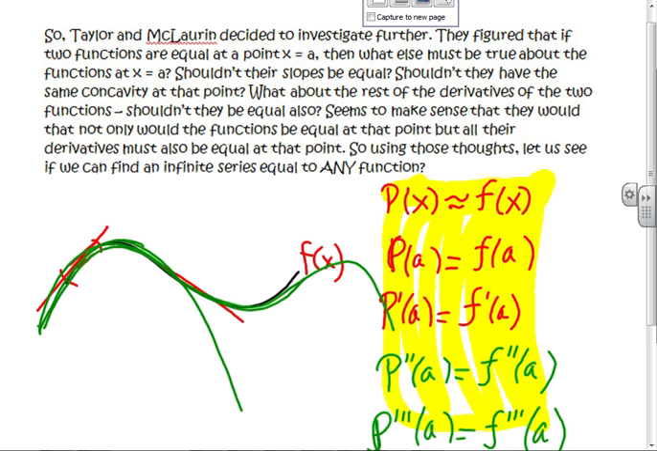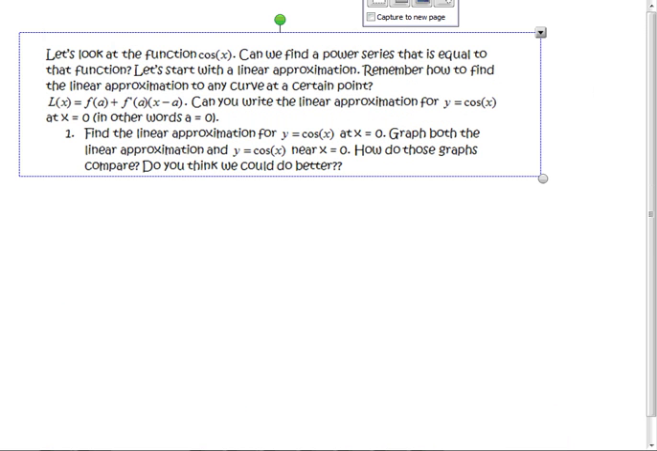Most likely on the exam, they will not give you the function. They'll actually give you just the derivatives, which makes it, of course, hard. And there's a lot of information.